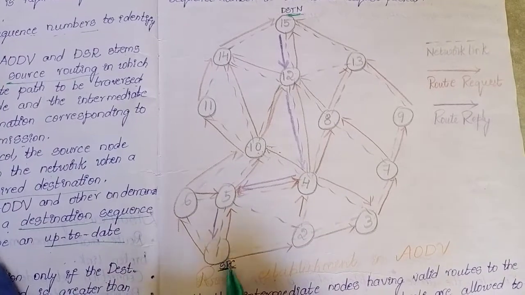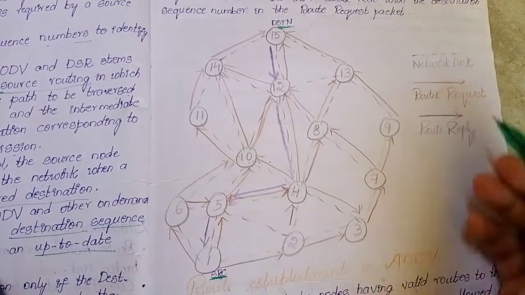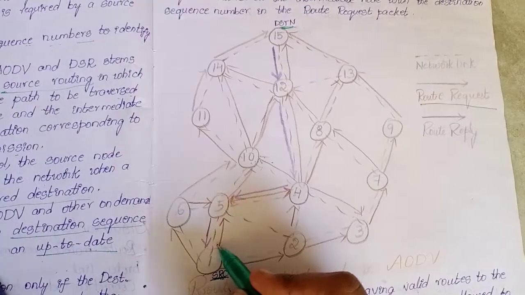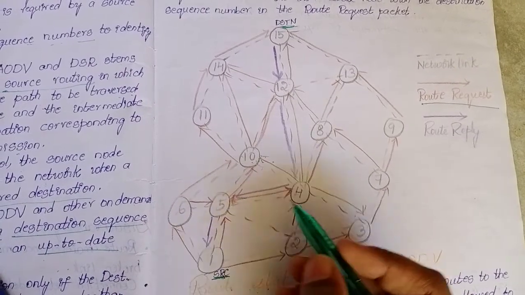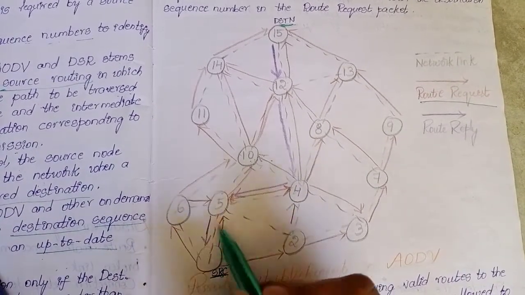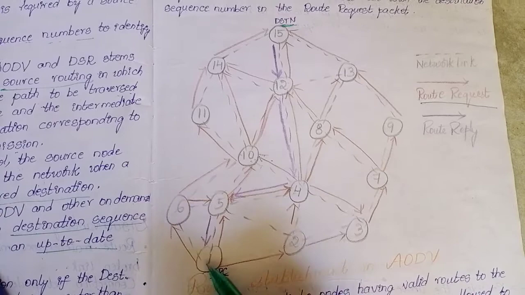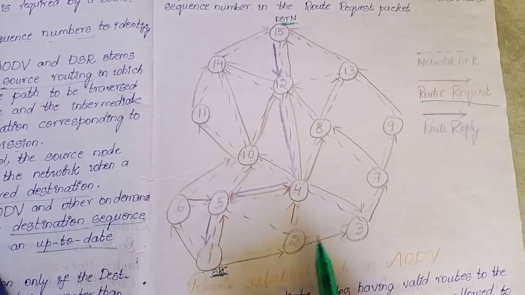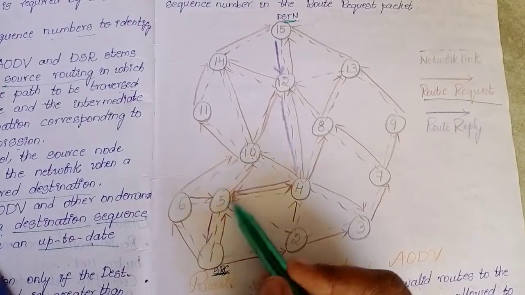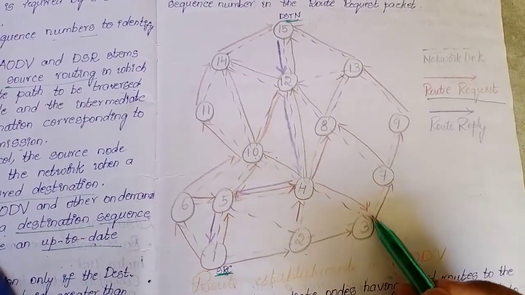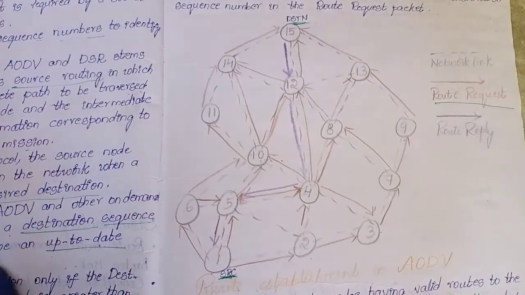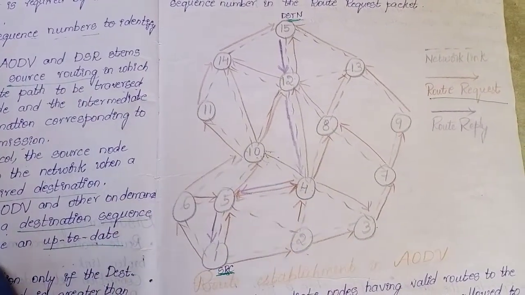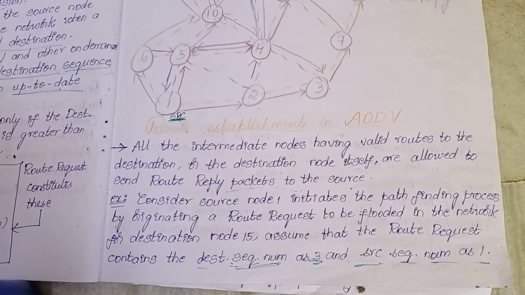See, here the source node has generated the route request packet, and it is flooded throughout the network. It has sent it to all its neighboring nodes 6, 5, 2. They have sent it to their neighboring nodes. This is made by flooding. And the destination sequence number is 3 and the source sequence number is 1.